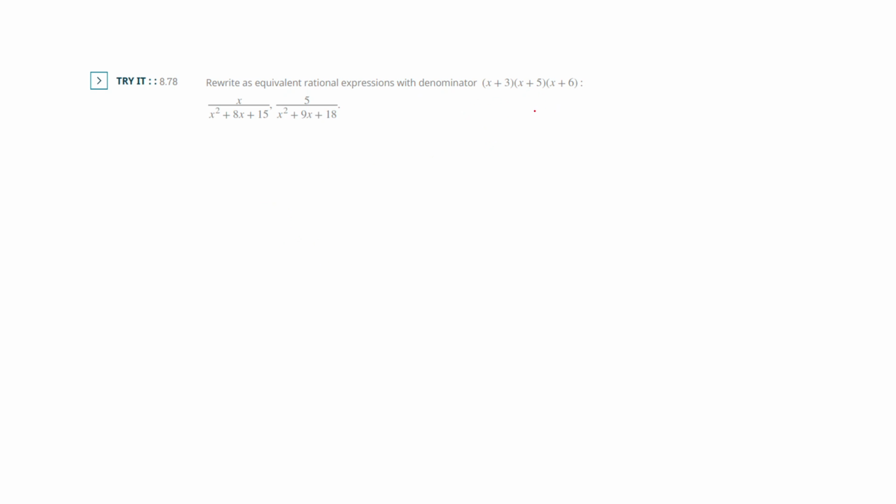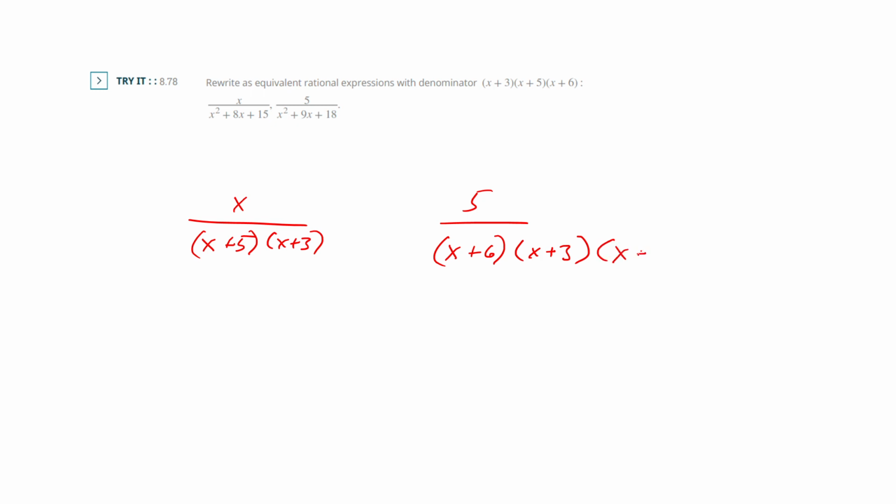Try another. Again, they're telling us the LCD, but we can find it for ourselves if we wanted. Okay, here's our LCD, but we could find it. This side needs an x plus 5. So if we give it to the bottom, we've got to give it to the top. This side needed an x plus 6. If we give it to the bottom, we got to give it to the top.